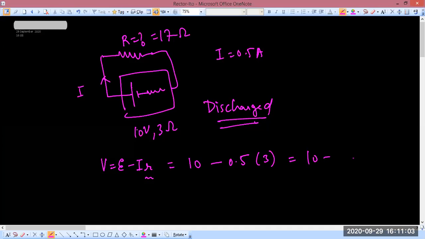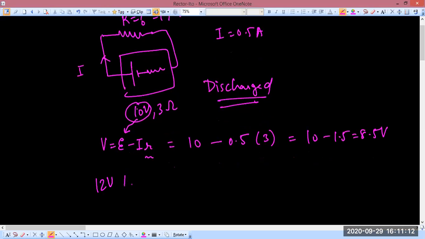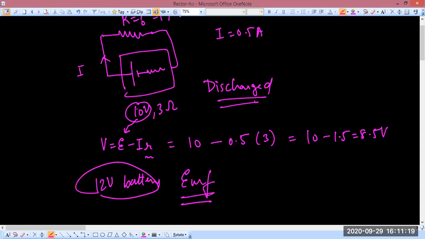There is nothing else in this, don't get confused. Again, when we say 10 volt battery, this 10 volt is EMF, everyone. When I say 12 volt battery, that 12 volt is actually EMF. Okay, anything else, Tanay? Any confusion now?